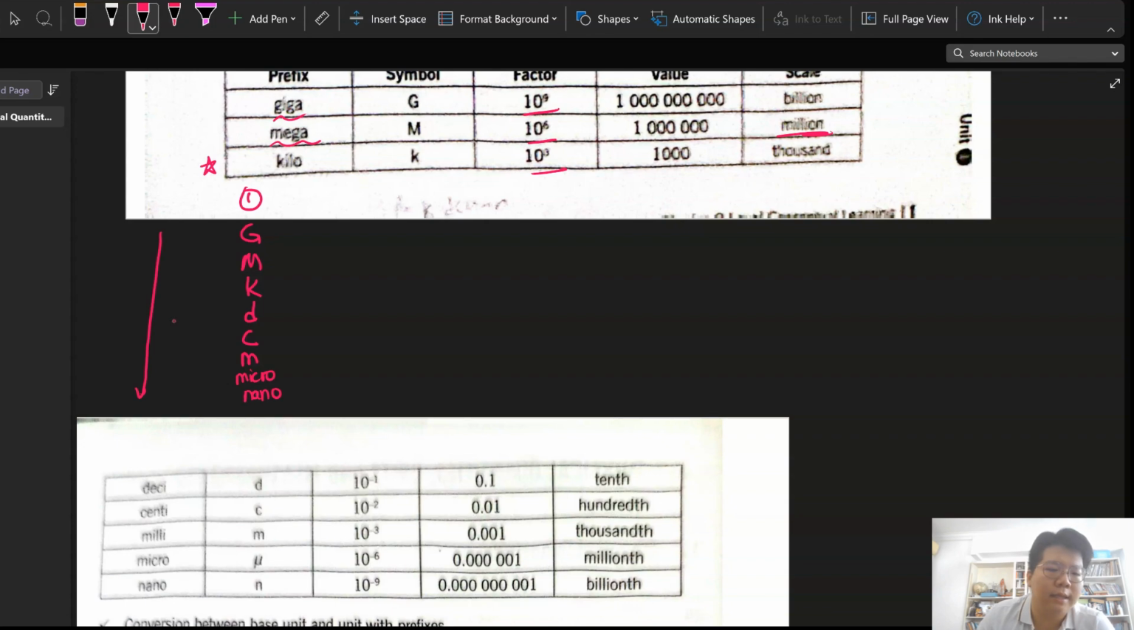Giga, mega, kilo, deci, centi, milli, micro, and nano. Then the second step you want to do is to actually memorize the factors. And the factors are actually quite simple to memorize for the first few. So giga, always remember you start with 10 power 9.